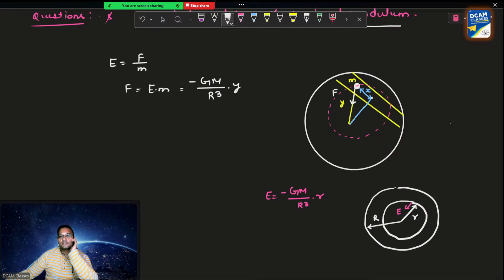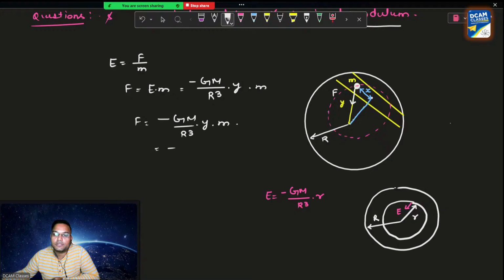In the same way, because the radius of the earth is capital R, in this case G M by capital R cube, because the radius I have taken as small y, that's why I put small y into small m. So force is minus G capital M by capital R cube into small y into small m. So I can write force as minus G capital M small m by capital R cube into small y.